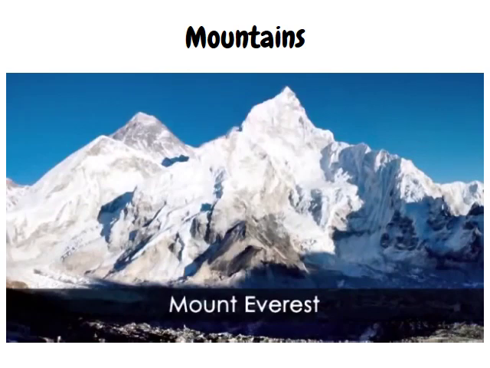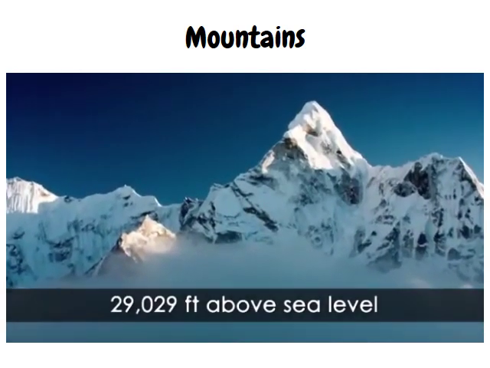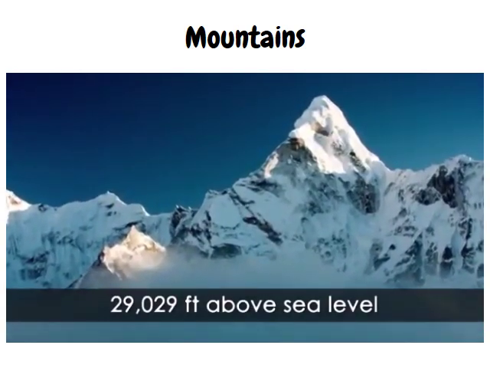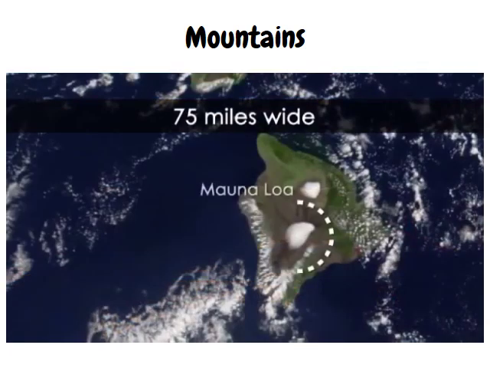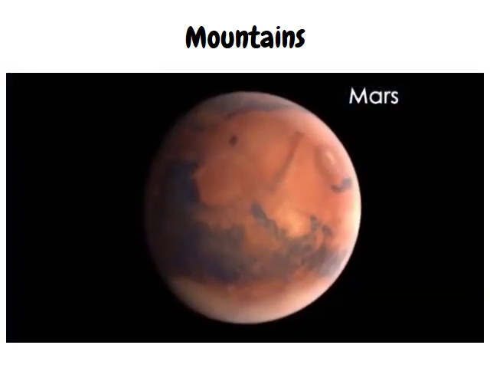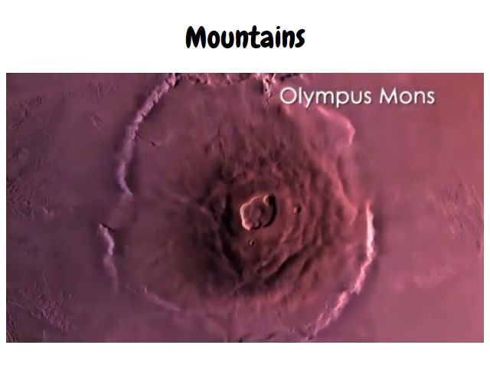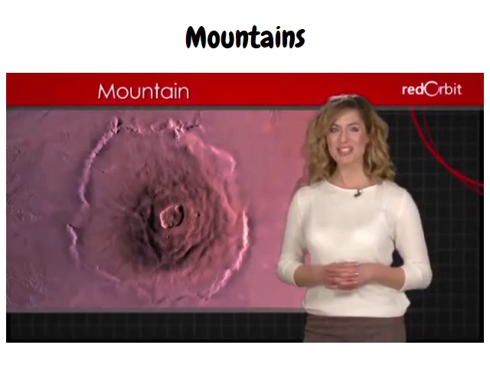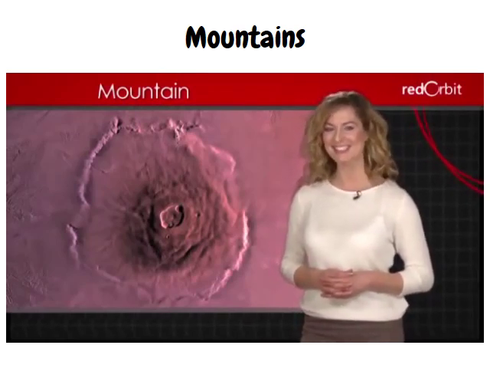The highest mountain on Earth is Mount Everest in the Asian Himalayan mountains. Its peak reaches 29,029 feet above sea level and is still growing. If you measure a mountain's might by its area, Hawaii's volcanic Mauna Loa is the world's largest at about 75 miles across. Both of these, though, are dwarfed by Olympus Mons on Mars, the solar system's highest and largest mountain, which is over 13 miles high and about 374 miles across.